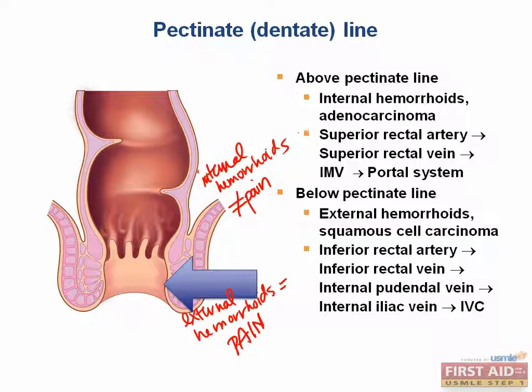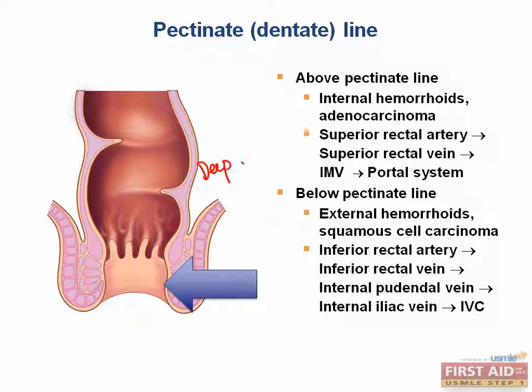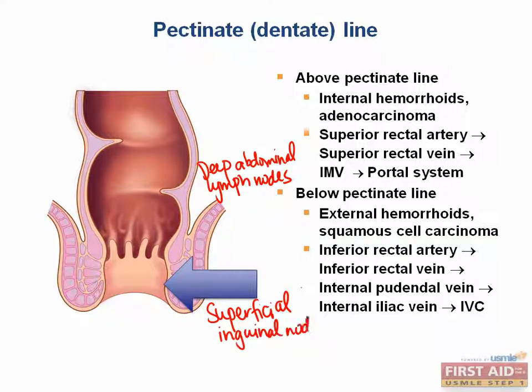Commonly tested on the exam is where the drainage from these structures occurs. Again, let's review it. Above the pectinate line, lymphatic drainage is to the deep abdominal lymph nodes. Below the pectinate line, lymphatic drainage is to the superficial inguinal nodes. These are really important to remember.